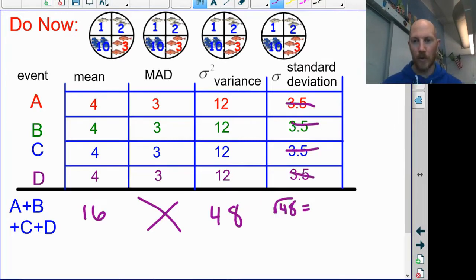We don't get to use any of those standard deviations to add them together. And calculator, square root of 48, 6.9. And of course, you could use more decimal places if you want, but 6.9.